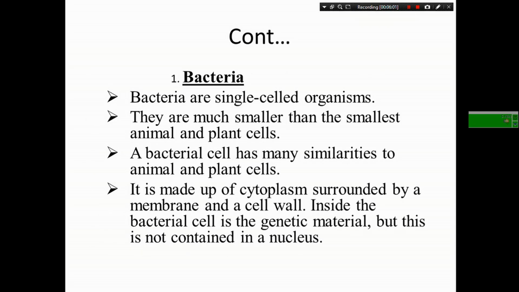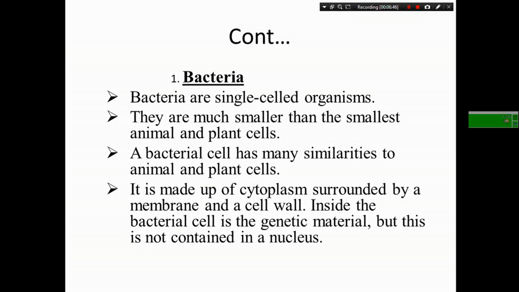Let's see the main types of microorganisms. The first one is bacteria. Bacteria are single-celled, unicellular organisms. Bacteria are classified under the kingdom known as Monera. Being Monera, they are prokaryotic, which means they have no nucleus or membrane-bound organelles, and they are not true cells. Bacteria are a primitive type of cell, much smaller than animal cells and plant cells, but they have many similarities.